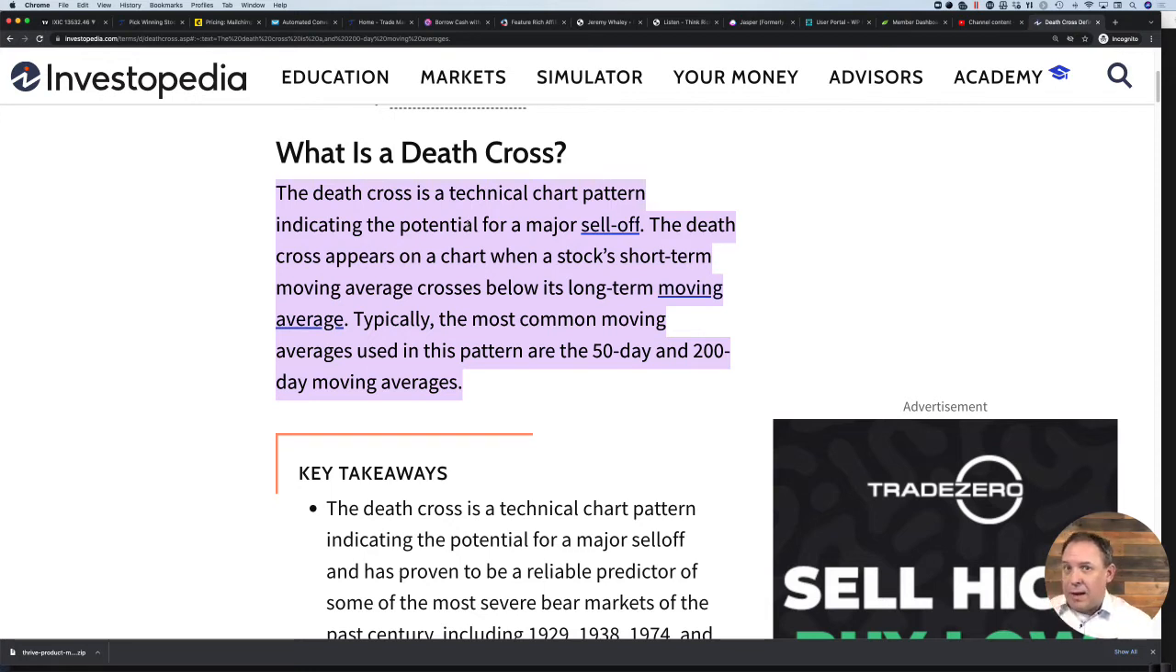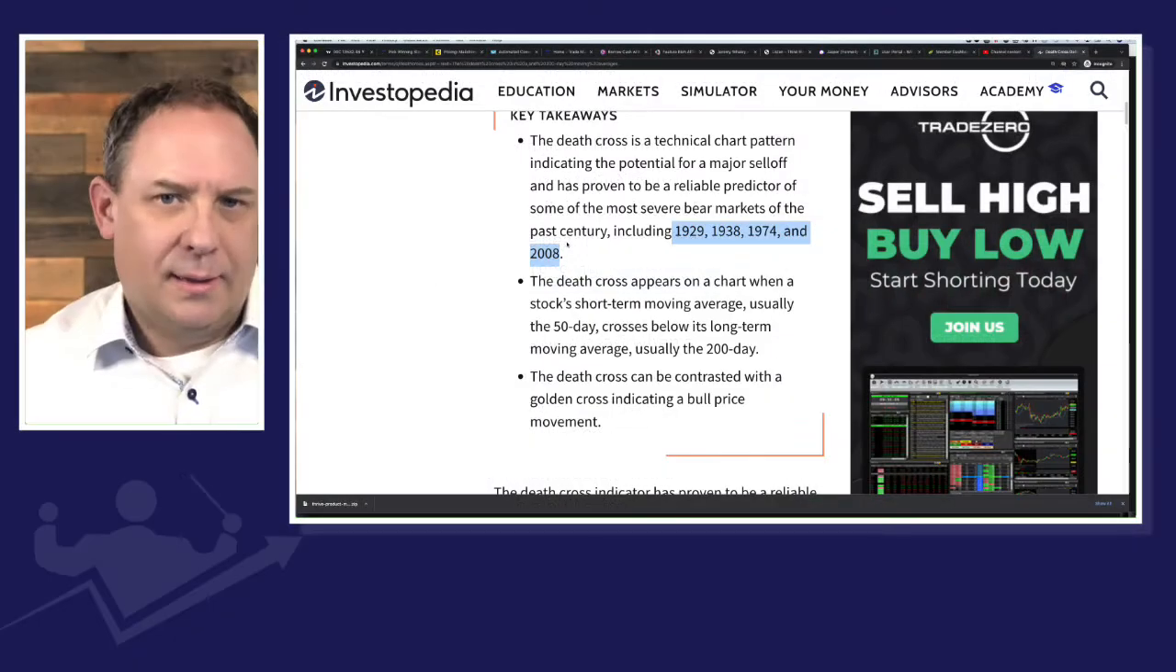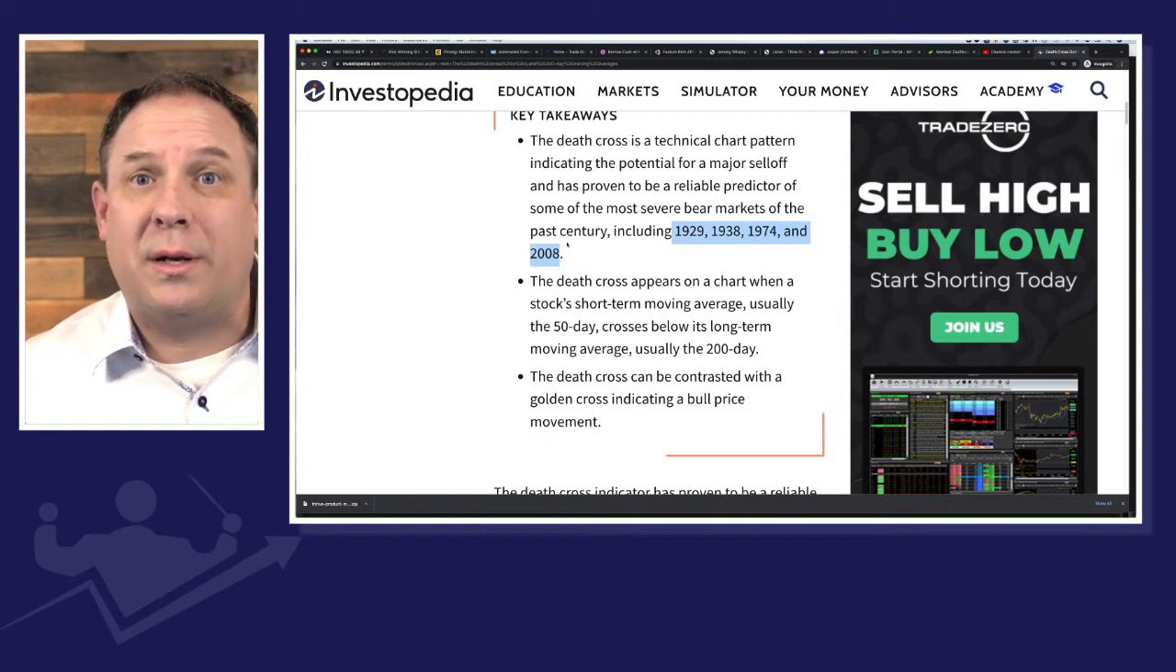Okay, that sounds scary, right? It's the death cross. So then let's scroll down a little bit here. Key takeaways. We're not going to read this whole thing, I promise. Key takeaways. Death cross, technical chart pattern, blah, blah, blah. Reliable predictor of some of the most severe bear markets in the past century, including 1929, 1938, 1974, and 2008. What are they doing, folks? They're trying to scare the bejeebers out of you and tell you that there's a death cross that's happening and the market's about to come to an end and you're going to go with it. That's what they're trying to do.